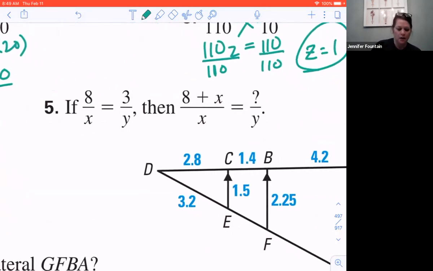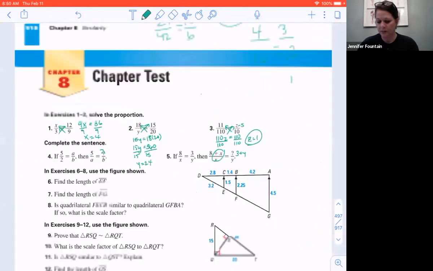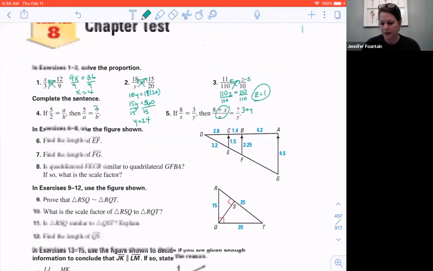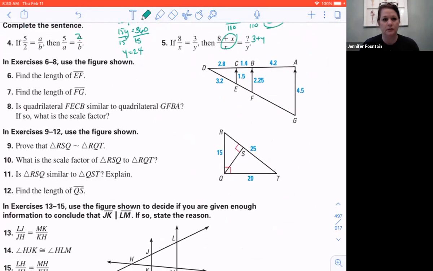All right. Now this one, remember that if X over 8 is equal to 3 over Y, remember my clue is right here, and I have 8 plus X in my numerator over X, then this one will be 3 plus Y over Y, okay? And as we go through any of these, be sure to let me know if you have any questions.